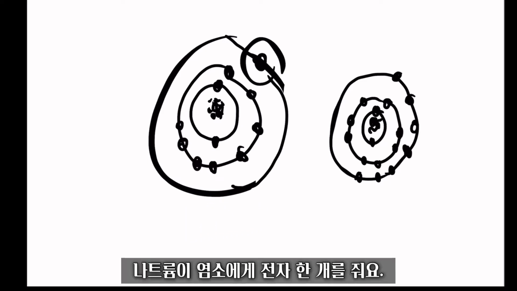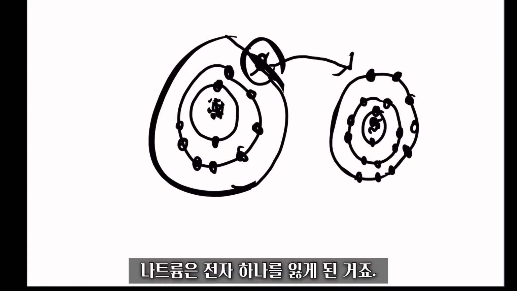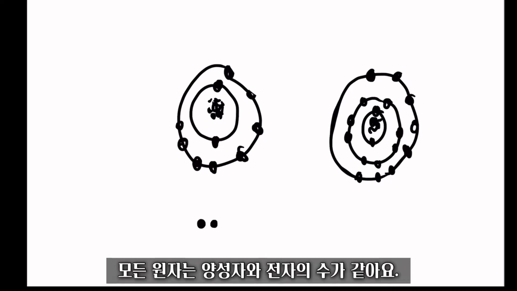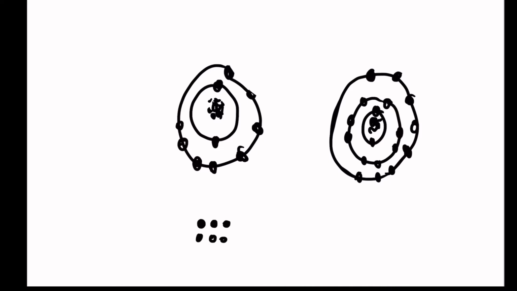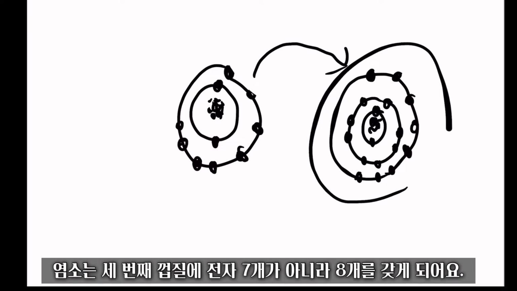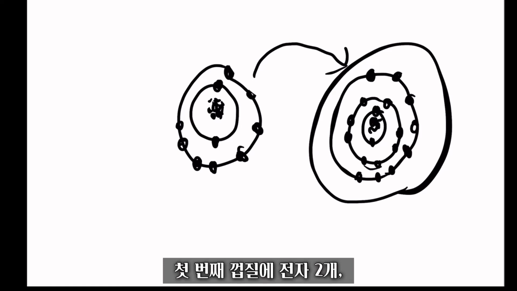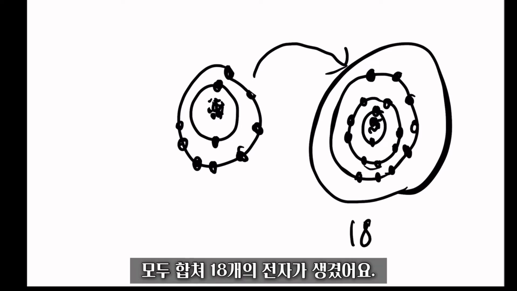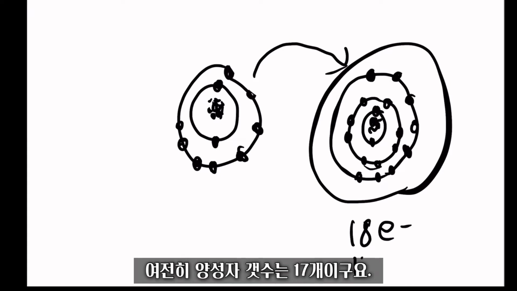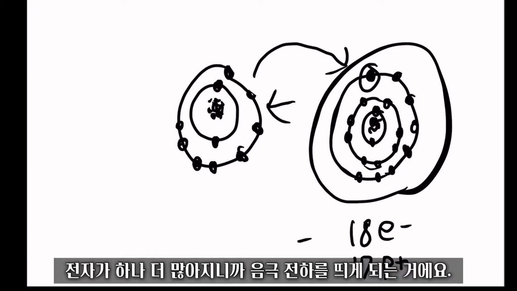electrical charge. Sodium gives 1 to chlorine. It means chlorine receives 1 and sodium loses 1. All the atoms have an equal number of protons and electrons, like this. But sodium has given 1 to chlorine. Now chlorine has 8 in the third layer, 8 in the second layer, and 2 in the first layer, which means 18 electrons, but only 17 protons, so it's unbalanced. So it gets a negative charge.